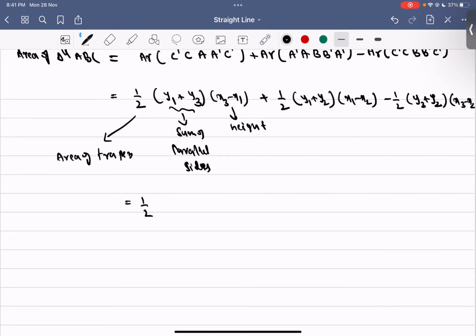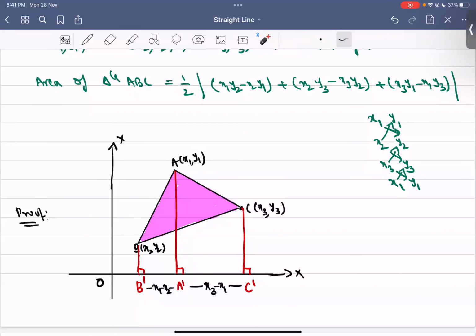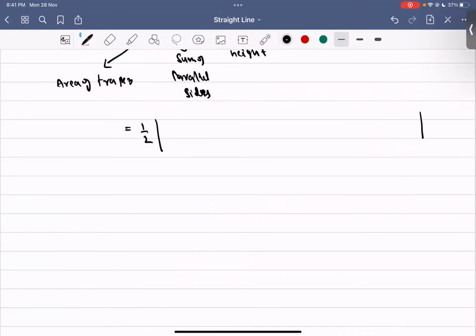So that is 1 by 2 into, you write the result here. That is the formula. Now we can put this area formula in terms of a determinant. In the last class, I explained what a 3 by 3 determinant is. In future, you will learn the determinants. After learning the determinant, we can find the area of the triangle without using this formula. You can just calculate the determinant and find the area. That's why we can put this area in terms of a determinant.